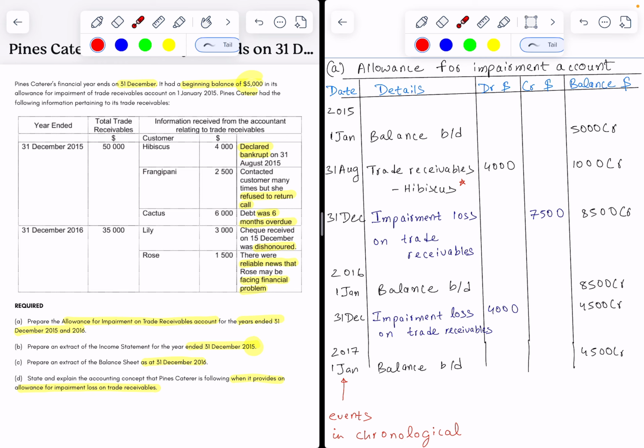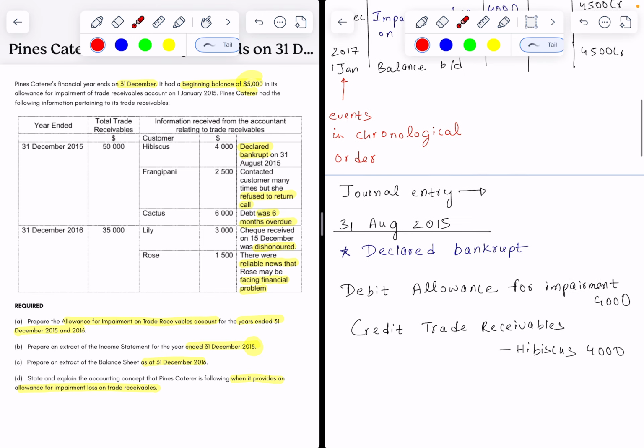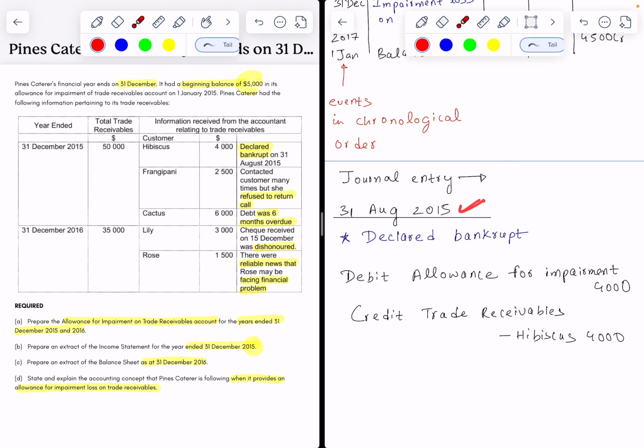So if we want to journalize this event or transaction on the 31st of August 2015, how is it going to look? On 31st of August 2015, the transaction is that Hibiscus is declared bankrupt. It means that in our books, we now know that we no longer have a customer called Hibiscus, so we have to reduce the current asset, specifically the account for Hibiscus. So we're reducing current assets, and when assets go down, we credit it. That's why we are crediting trade receivables, specifically the account for Hibiscus, by $4,000.